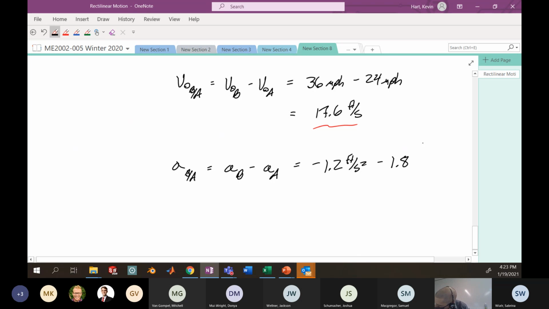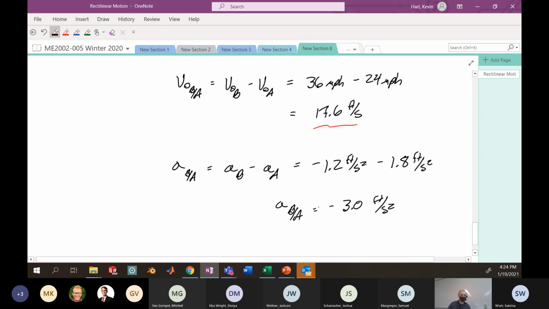A is positive, but we're subtracting here. 1.8 feet per second squared. So here, the acceleration of B relative to A is something like negative 3.0 feet per second squared.